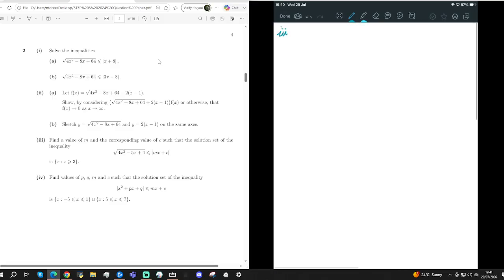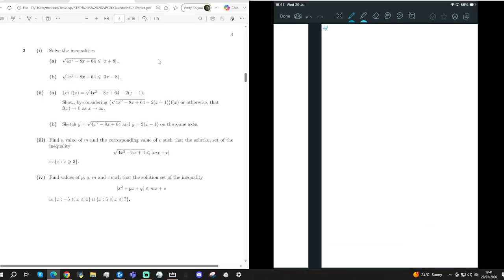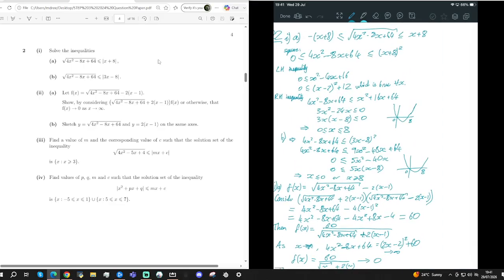So part 3 now has another more general equation, and this time they want us to find the value of c such that the solution set is given as so. So we've kind of solved this exact style twice, with the less than or equal to the mod of x plus 8 and less than or equal to the mod of 3x minus 8, and we got the solution sets in both of those cases.